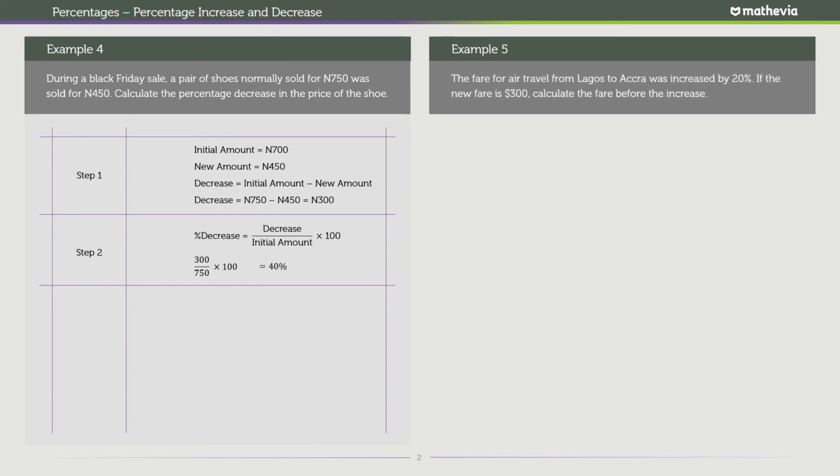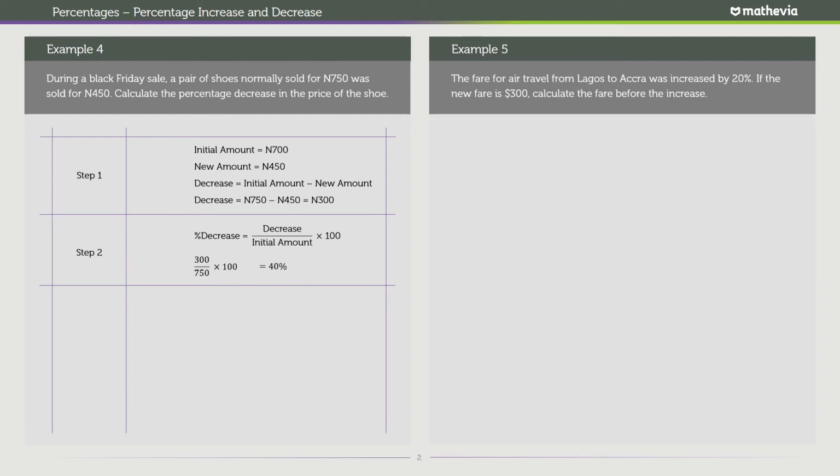One last question. Now, this one is a very interesting question, and we'll find out why shortly. So, the fare for air travel from Lagos to Accra was increased by 20%. If the new fare is $300, calculate the fare before the increase.